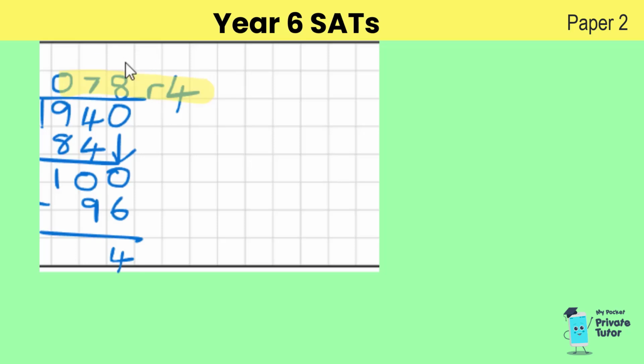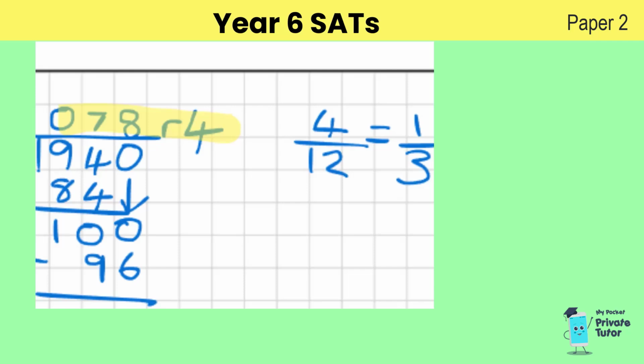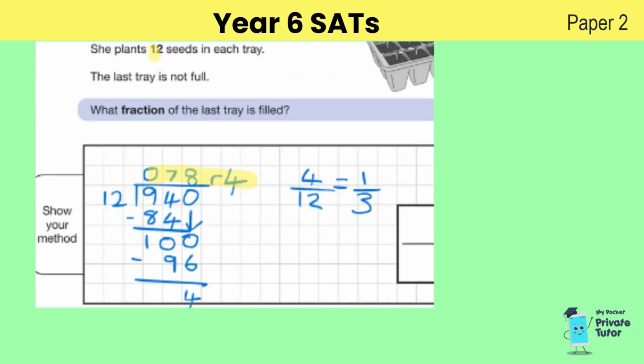What that tells me is 78 of the trays are full, and in the last tray there are 4 seeds, and there are a possible 12 in each tray. So there is 4 seeds out of 12. That's the fraction 4 12ths. And you could just write it as 4 12ths, but 4 12ths can be simplified to 1/3. So our answer is that there is 1/3 of the last tray filled.